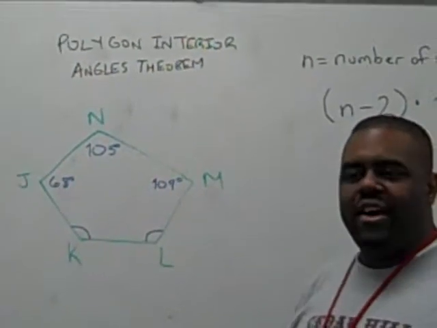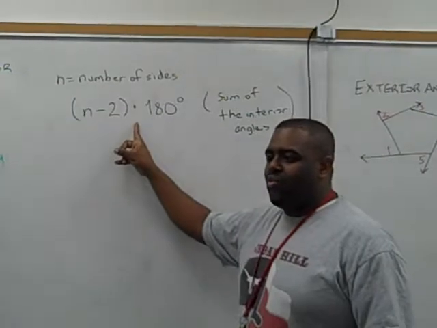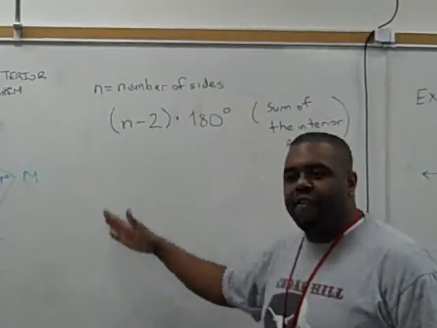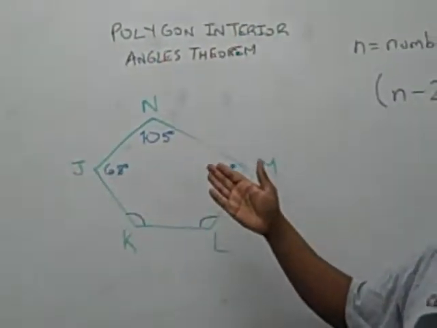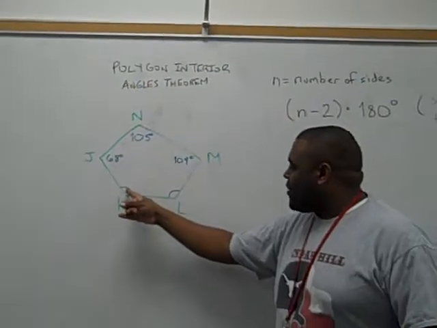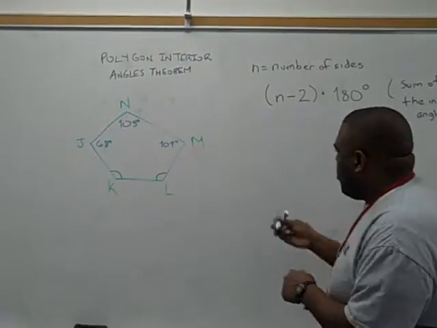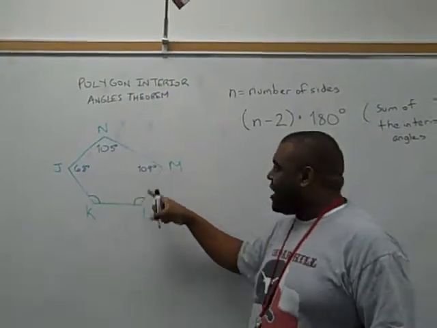Now, how do we do that? Well, we go back to our trusty formula here. N minus 2 times 180 degrees. And we have to also find out what the entire sum of the interior angles is, and then that will help us find out what these two angles are. So, let's do the math. First, we're going to find the sum of the interior angles of a pentagon, which is a 5-sided figure.